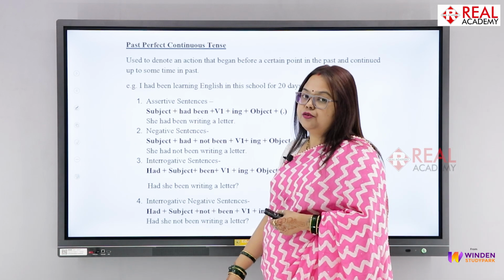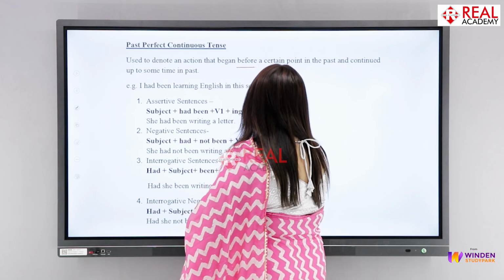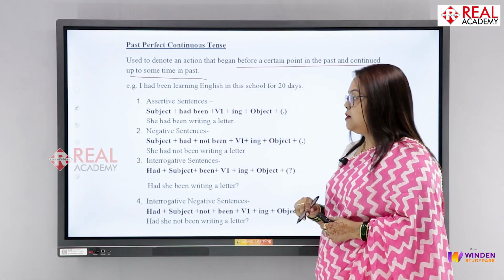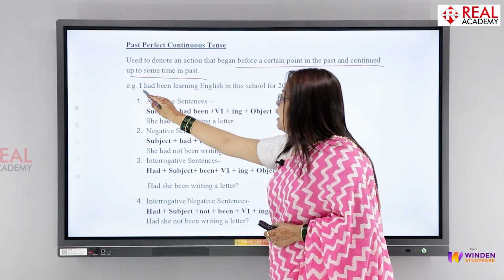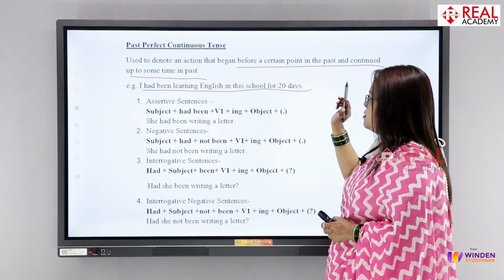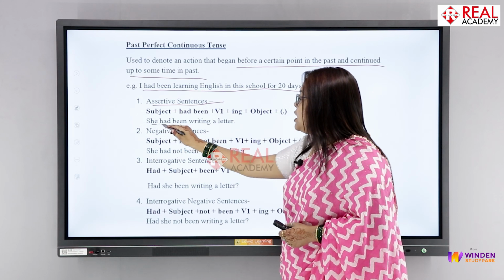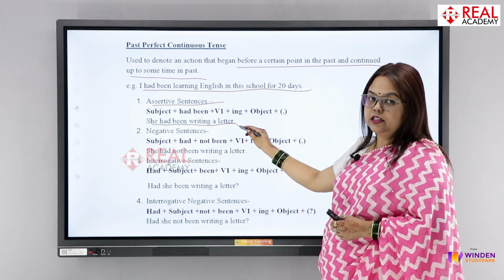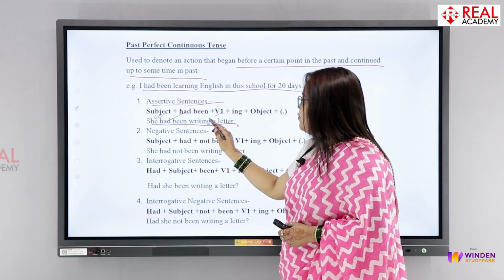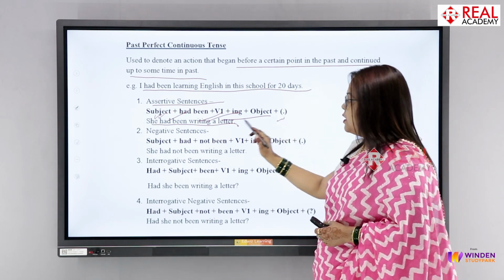Past perfect continuous tense is used to denote an action that began before a certain point in the past and continued up to some time in the past. Example: I had been learning English in the school for 20 days. Now let's move on. Assertive sentence: She had been writing a letter. So, subject plus had been plus V1 plus ing plus object plus full stop.